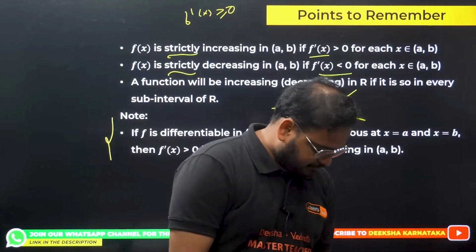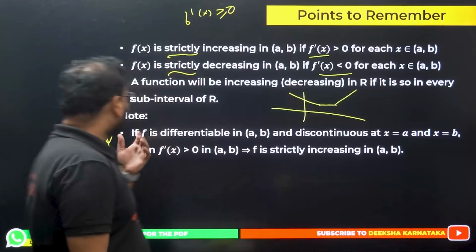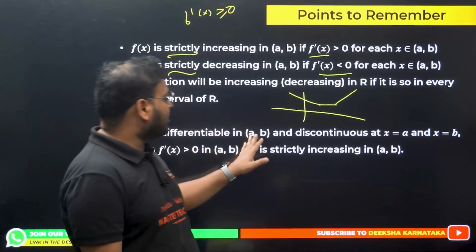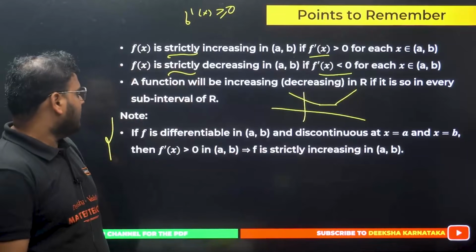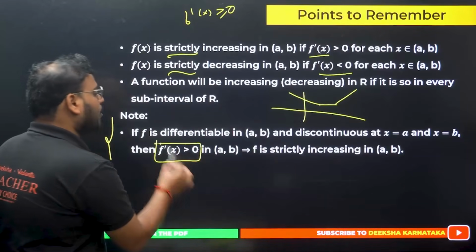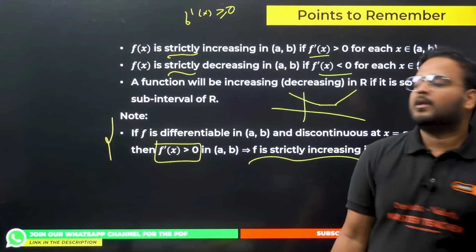Alright, one second guys, let's begin. So note, if f is differentiable in the open interval (a, b) and is continuous at the points a and b, then the derivative is greater than 0 also. This is very important. I've taken a question on this. What's the meaning of this?